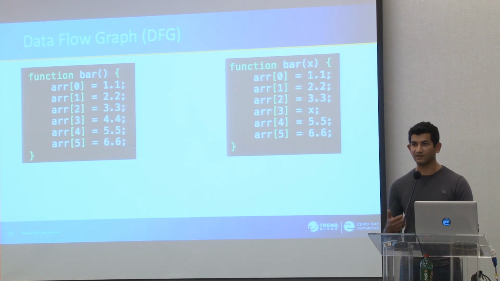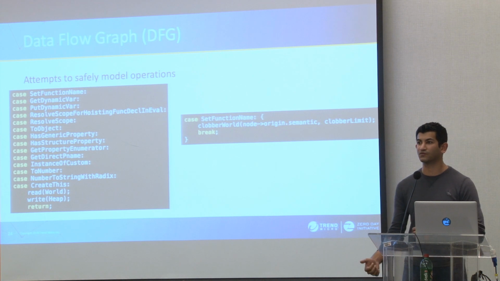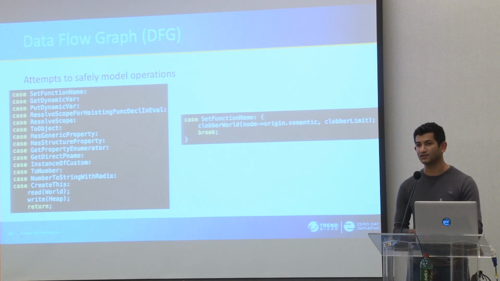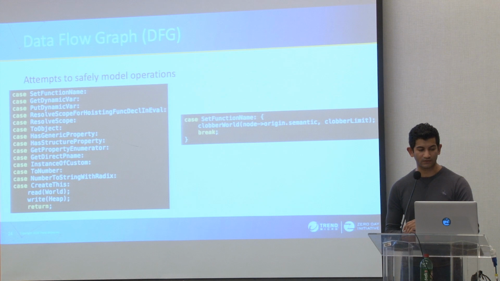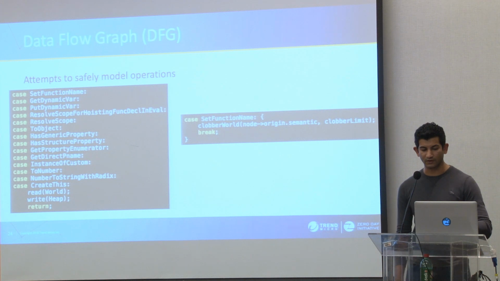And the way it does at least some of this is with 2 different giant switch statements. One is in DFG clobberize, and then one is in DFG abstract interpreter. DFG clobberize will attempt to safely model, actually both attempt to safely model all the operations of any bytecode that it tries to execute. The worst cases are shown here, where you have some switch case statements, and then you end up in a call to read world and write heap, or you end up in a call to clobber world.